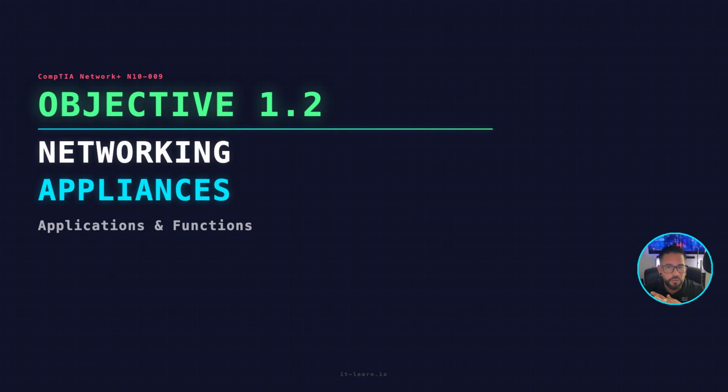This lesson we're going to cover Objective 1.2, making sure that we compare and contrast networking appliances, applications, and functions. Now, by the end of the video, I would like you to be able to identify and describe common physical and virtual network appliances, making sure that you understand the roles of networking applications and explain core network functions like VPNs, QoS, and Time to Live.